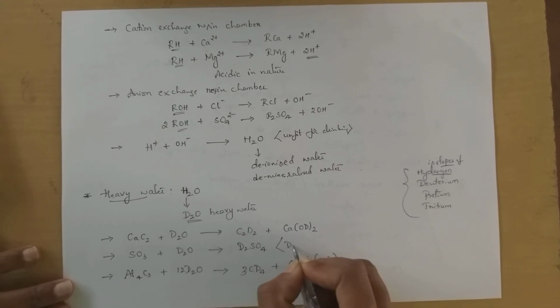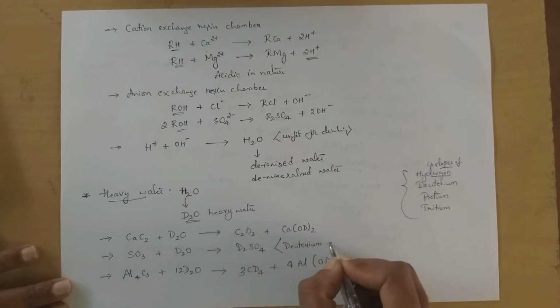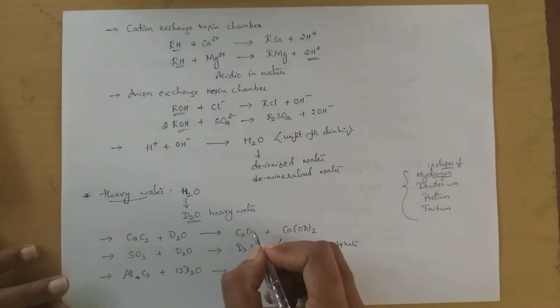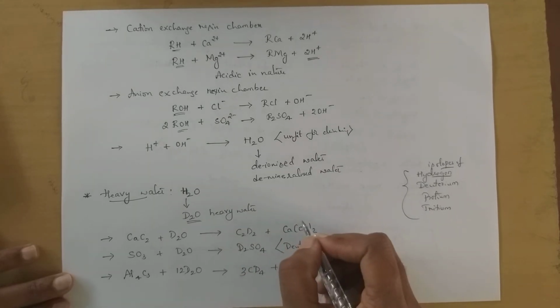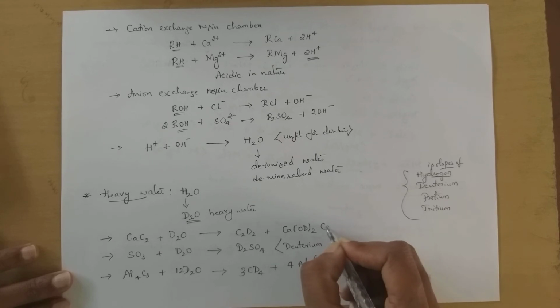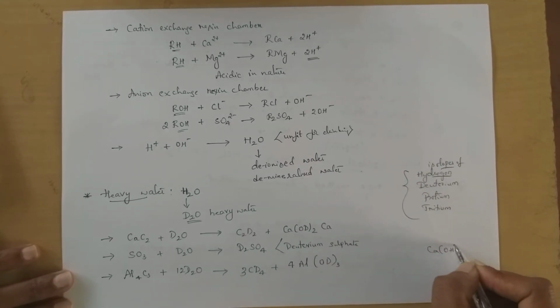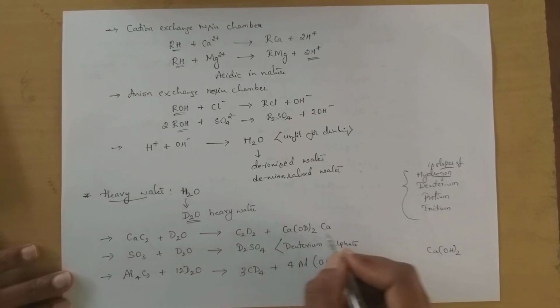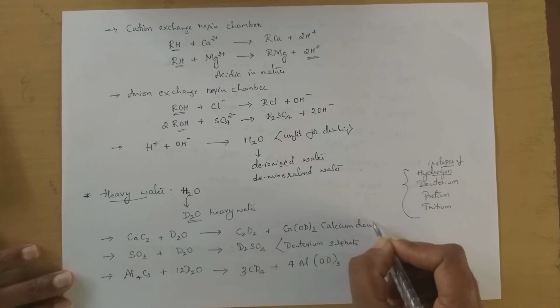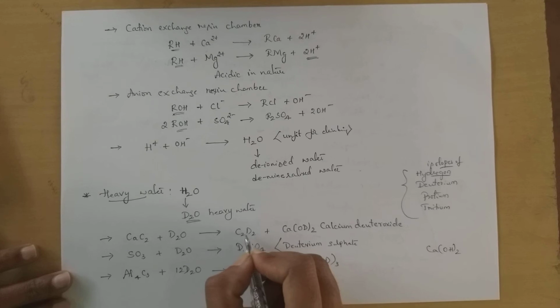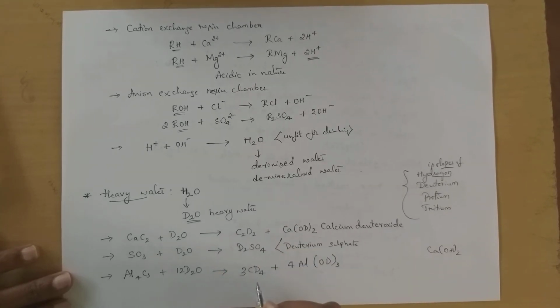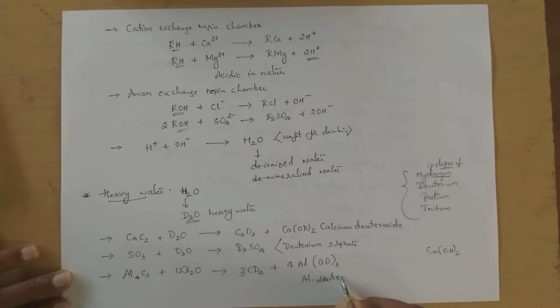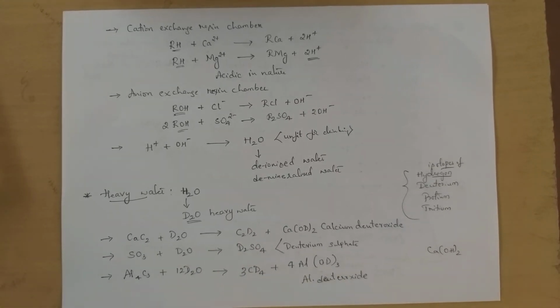So this is deuterium sulfate, then we have deuteroxide. Instead of hydroxide, calcium hydroxide, Ca(OH)2, where hydrogen is replaced by deuterium, it is calcium deuteroxide. This one is carbon deuteride. Similarly we have aluminium deuteroxide. These are all deuterium compounds. By treating with calcium carbide, sulfur trioxide and aluminium carbide, we can obtain several deuterium compounds.